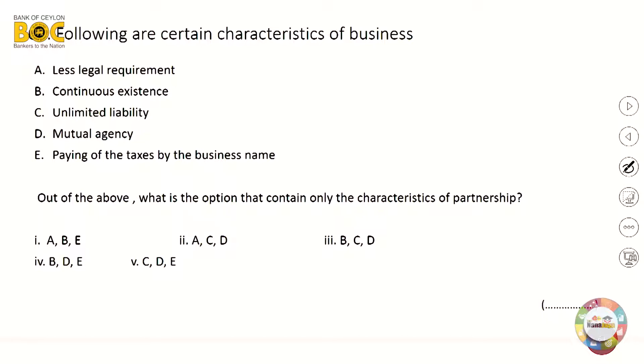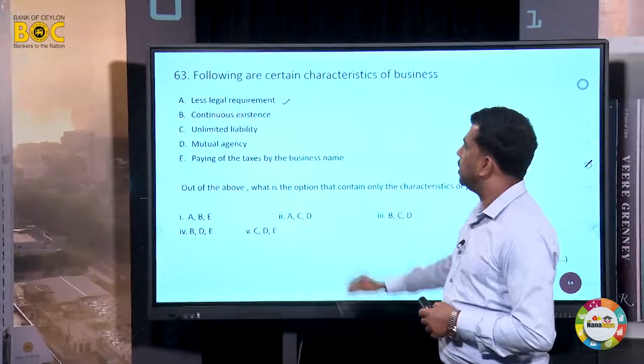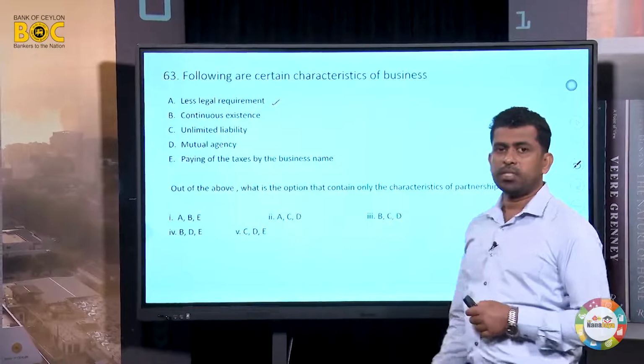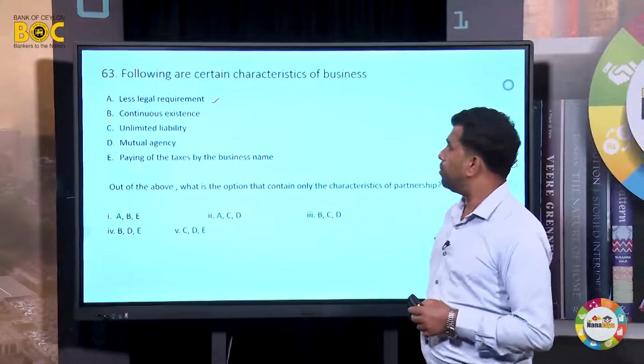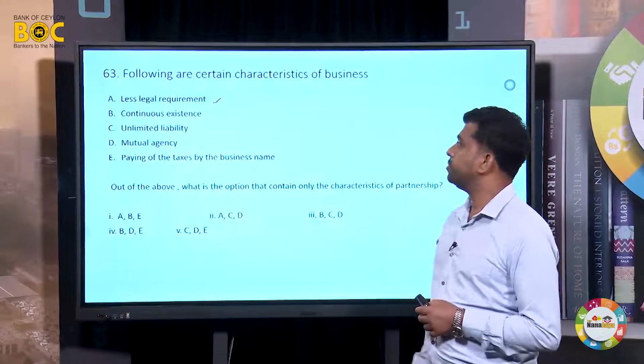63. Following are certain characteristics of business. Out of the above, what is the option that contains only the characteristics of partnerships? Less legal requirement. Correct. Continuous existence. There is no continuous existence or perpetual succession for partnership businesses.